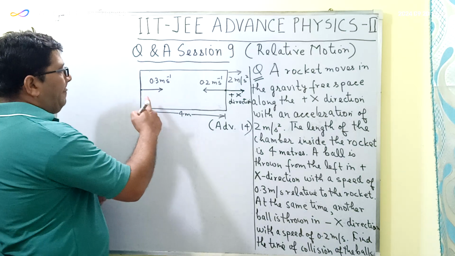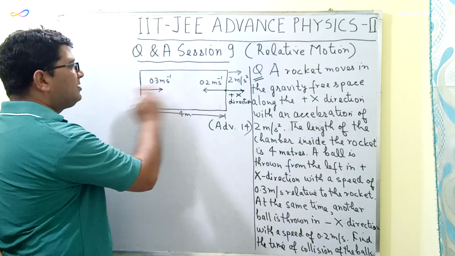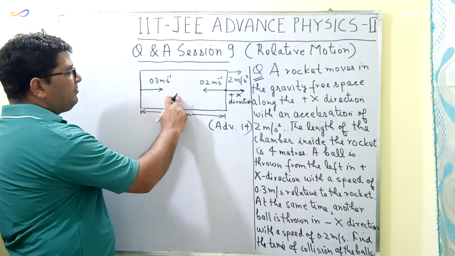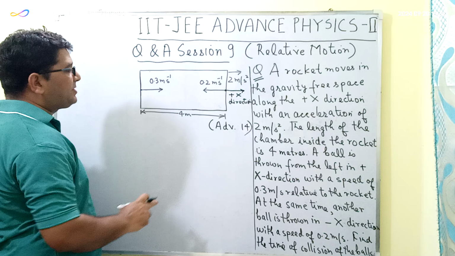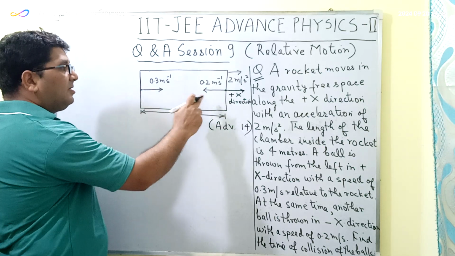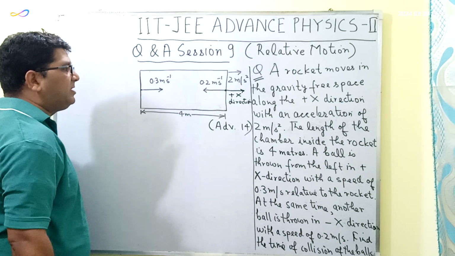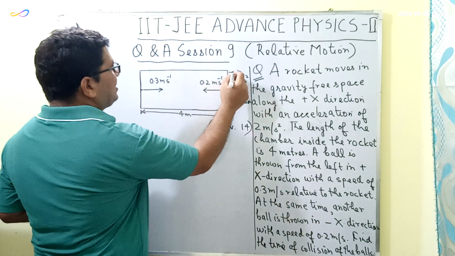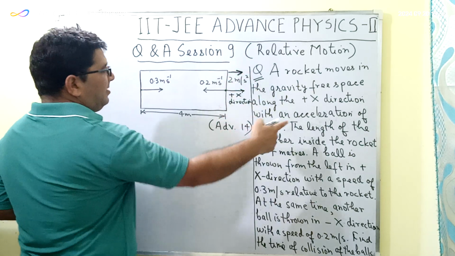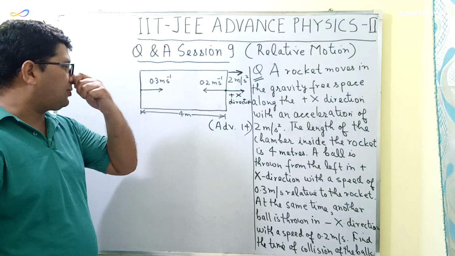Now here one of the balls is moving along the positive x direction and the other one is moving along the negative x direction. The ball moving along the positive x direction has a speed of 0.3 meter per second, and the ball moving along the negative x direction has a speed of 0.2 meter per second. However, the acceleration of the rocket is along the positive x direction as indicated by this arrow, and it is equal to 2 meter per second square.